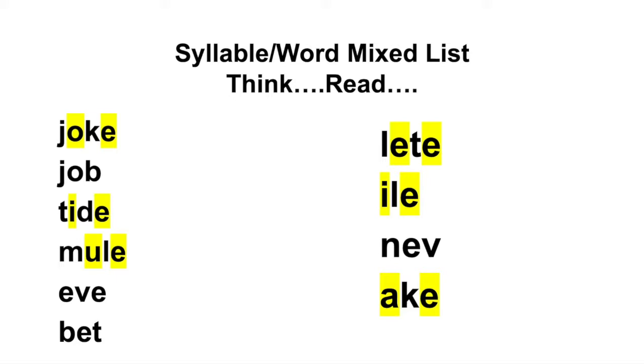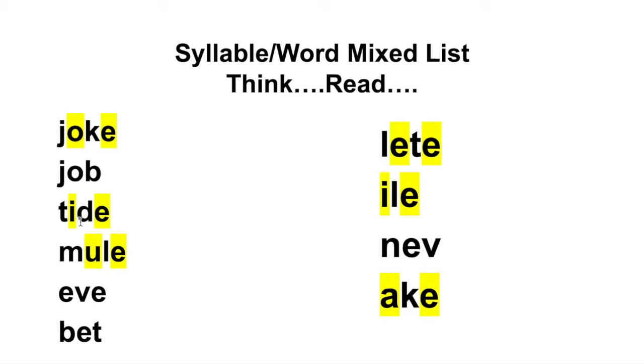Now we're going to read some words. You'll notice that I've highlighted the E's at the end and the vowels. So you know that when the vowel and the E are highlighted in yellow, they are long vowels. And that E tells us at the end to make the vowel long. So think. This is our first word. Think. Right here. Read. Joke.